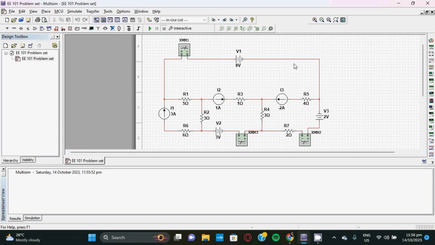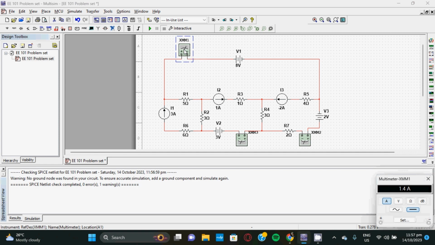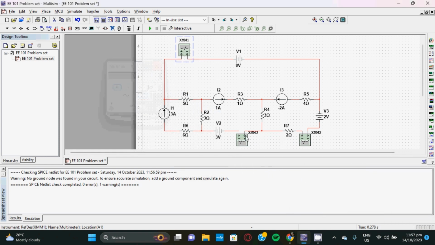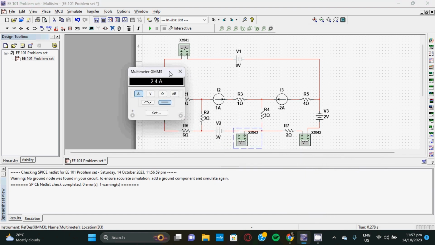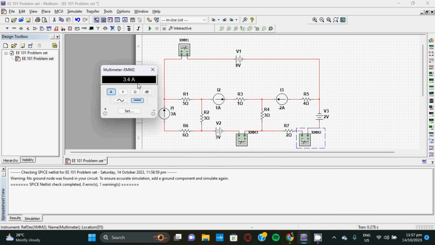Here we're going to check our answers by simulating our circuit using Multisim. Here we're going to simulate it. So here is our I1, which is 1.4 amperes. And here is our I2, which is 2.4 amperes. And finally, here is our I3, which is 3.4 amperes.